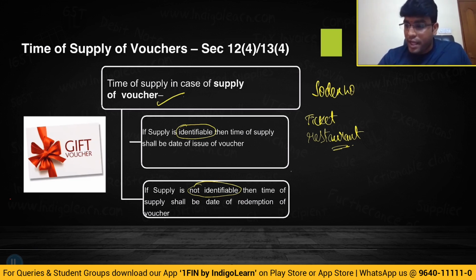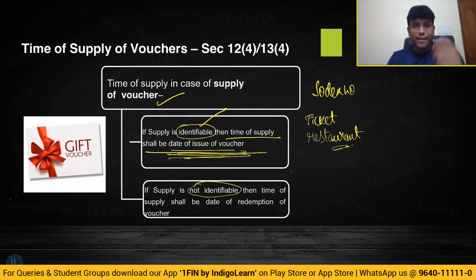In case of voucher, if it's identifiable, then time of supply will be date of issue of voucher. The day when voucher is issued, that day only time of supply will come. That's obviously because supply is identifiable. And if supply is not identifiable, then time of supply will be date of redemption of voucher.